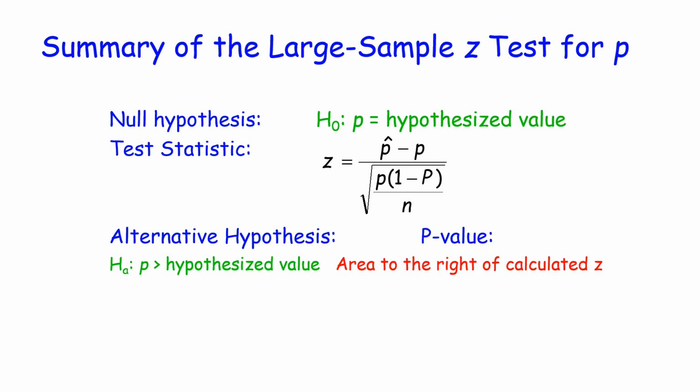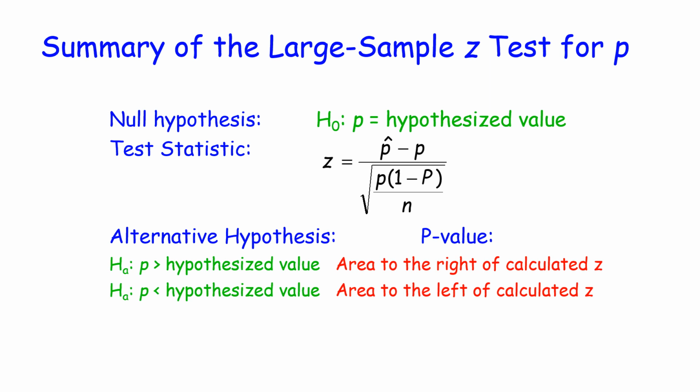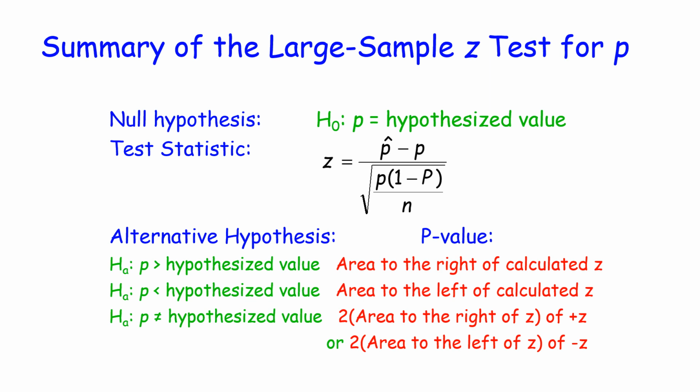For the alternative hypothesis and our p-values, if p is greater than the hypothesized value, then our p-value will be the area to the right of the calculated z. If p is less than the hypothesized value, then our p-value will be the area to the left of the calculated z. And if our alternative hypothesis is that p does not equal the hypothesized value, then our p-value will be 2 times the area to the right of our positive z, or 2 times the area to the left of a negative z.